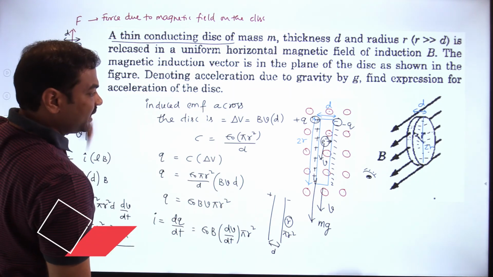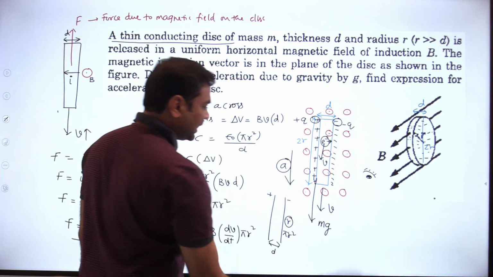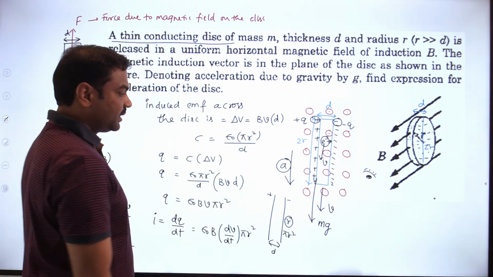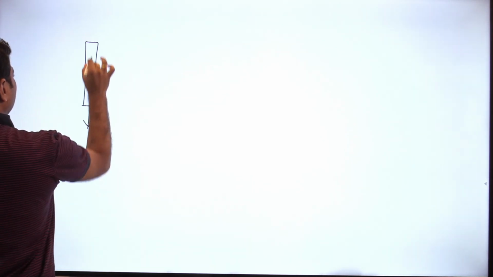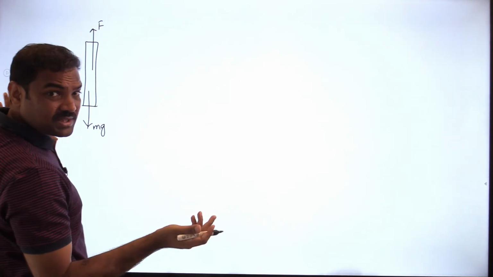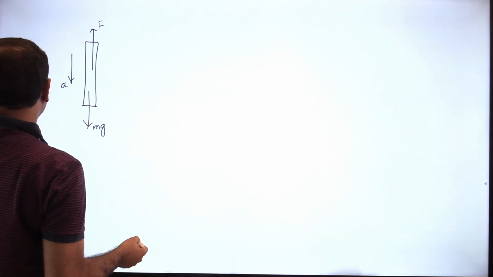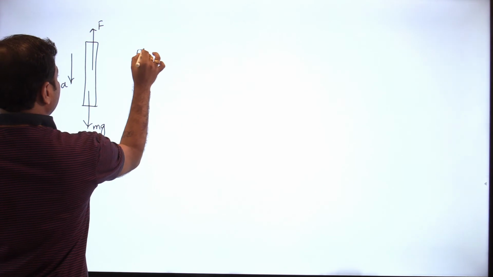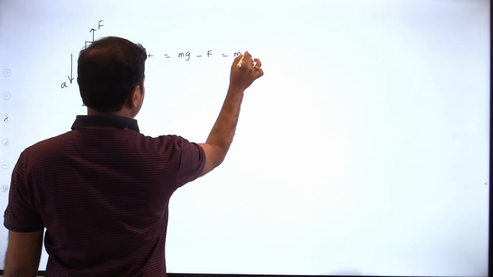So as it is falling down and velocity is increasing, let us say that acceleration is also downward. Then what is the equation I can write down? Mg is acting downward, force is acting upward. Then the equation can be written as, on the disk mg is acting downward and force is acting upward, and we are taking that it is accelerating downward. Velocity is increasing in downward sense, so accelerating also downward. That's the assumption. Then what is the net force I can write down? Net force is equal to mg minus F is equal to ma.